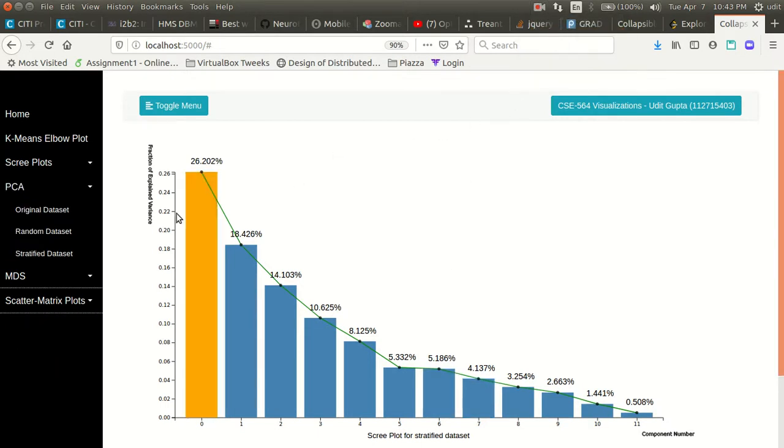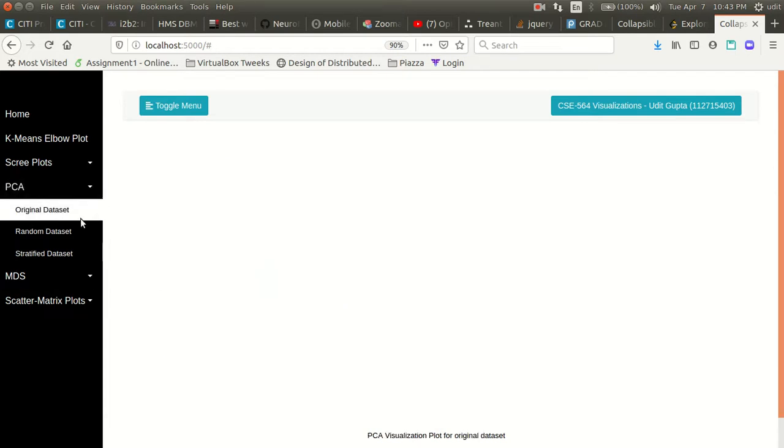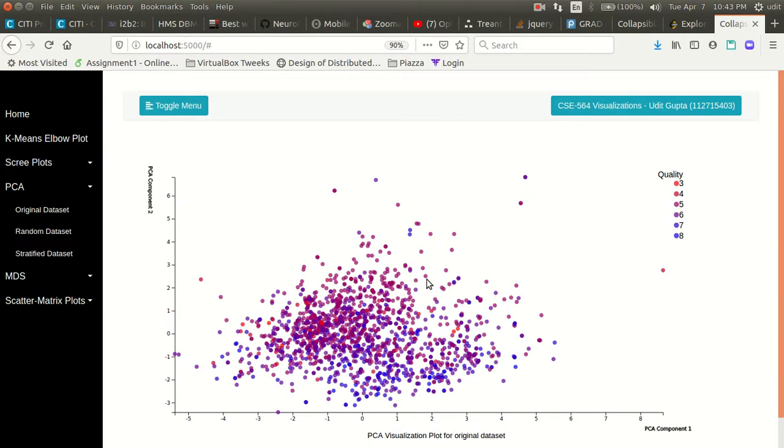Okay, so once we are done with the Scree plots, next we'll explore principal component analysis. PCA is a technique that performs linear transformation of data points to another coordinate system, at the same time trying to keep the maximum variance of the data intact. So let's look at the PCA for the original dataset.